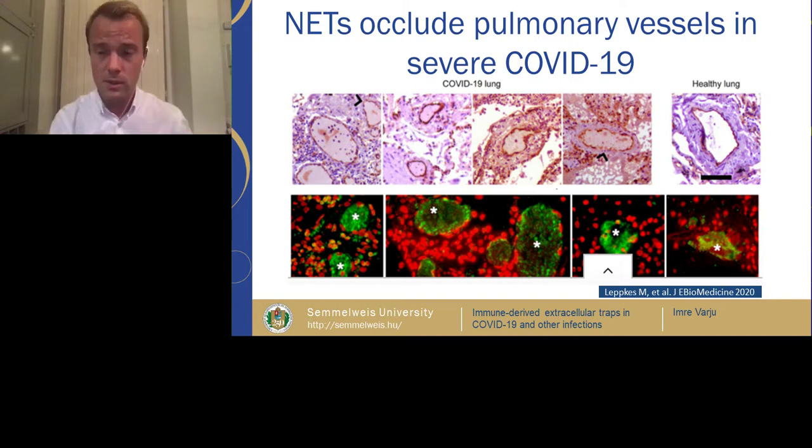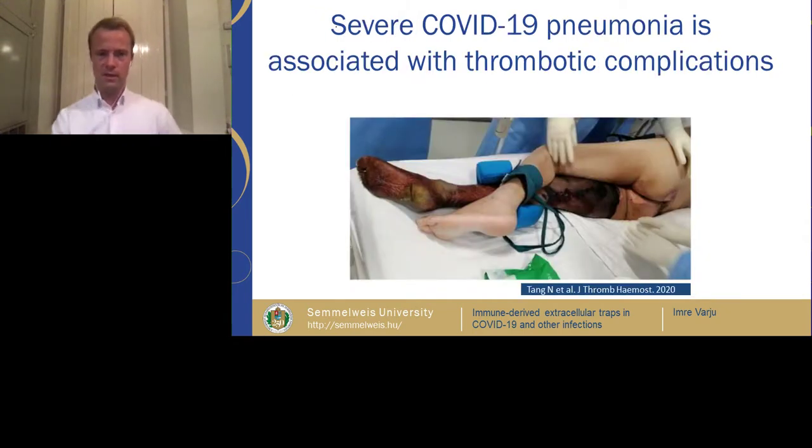And just a trigger warning, the next image is going to be about a patient who actually goes through a thrombosis, not in the lungs, but in the periphery. So just look away for a second if that's too much. But this is the sight that some of the intensive care unit doctors see.